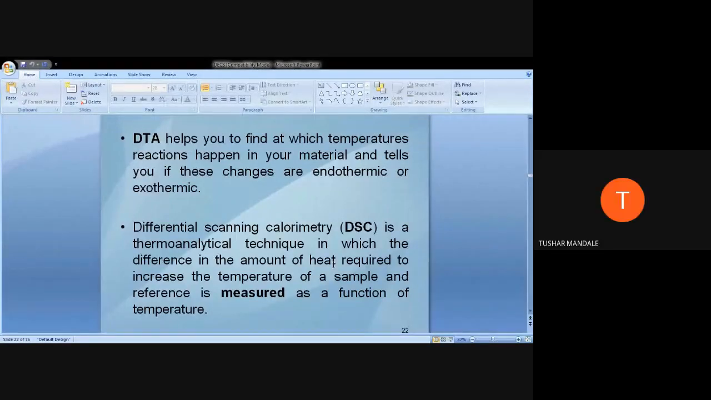Yes, sir. So DTA and DSC, both have the same principle. DTA or DSC का principle same है. TGA, that is thermogravimetric analysis, has a somewhat different principle.